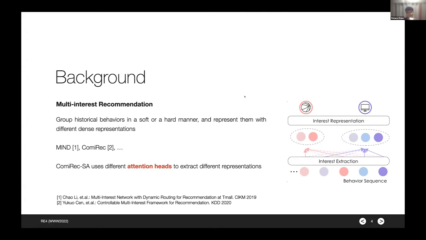In general, they try to group historical behaviors for each user in a soft or hard manner. Hard means that we split the historical behaviors, and soft means that we assign weights to historical behaviors, and then we represent each group, each cluster, with one dense representation. Representative multi-interest recommendation models include MIND and ComiRec. For example, ComiRec uses different attention heads to represent different interests of users. Each attention head represents one interest representation that accounts for one interest aspect of the user.